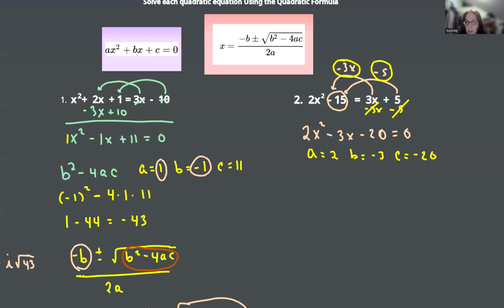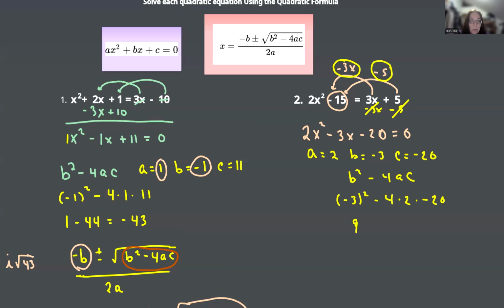So we've got b squared minus 4ac. And b is negative 3, so I've got negative 3 squared minus 4 times a is 2, times c, which is negative 20. Now, negative 3 squared is 9.